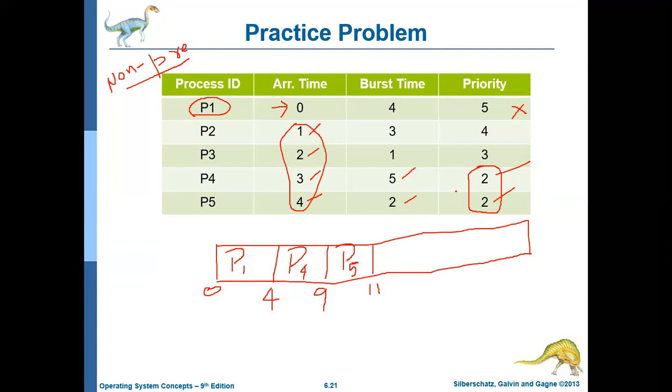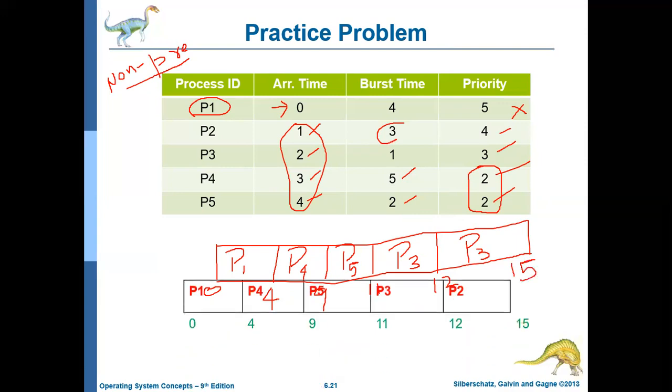Then the next higher priority is P3. P3 will execute for 1 millisecond, its burst time, that is, from the 11th millisecond to the 12th millisecond. Then P2 will execute for its burst time of 3 milliseconds, that is, from the 12th millisecond to the 15th millisecond.